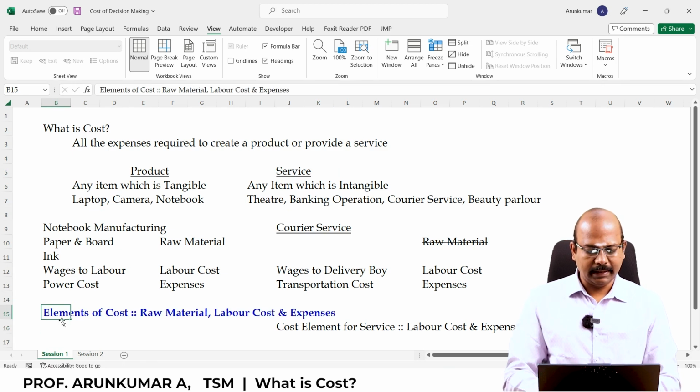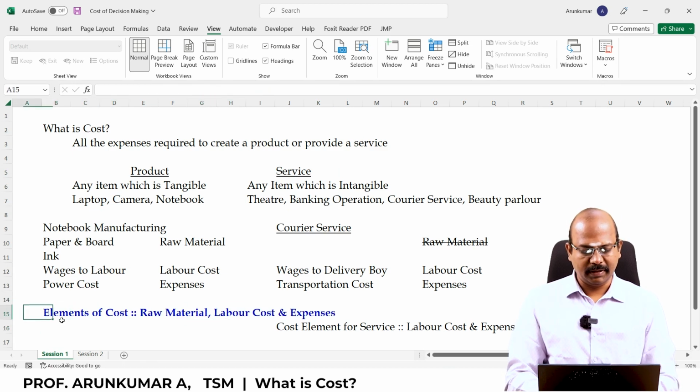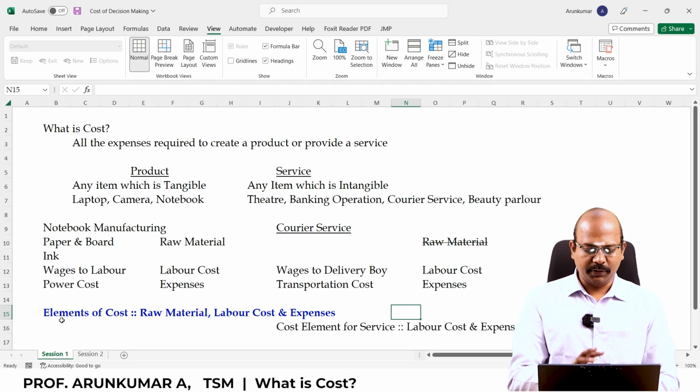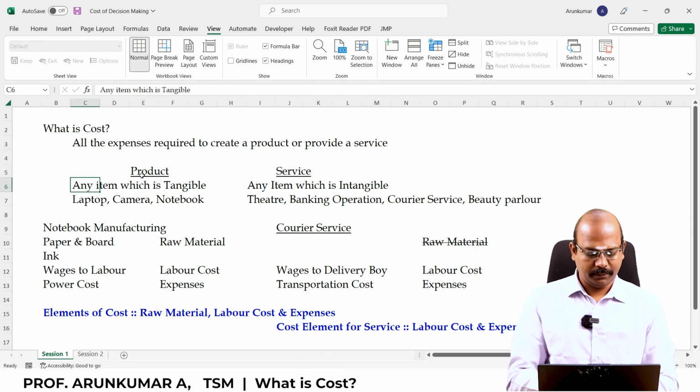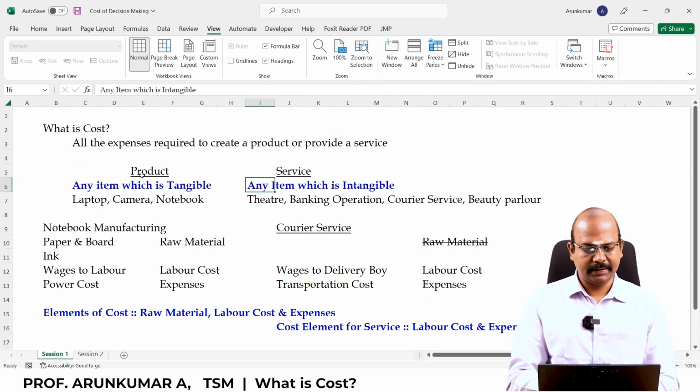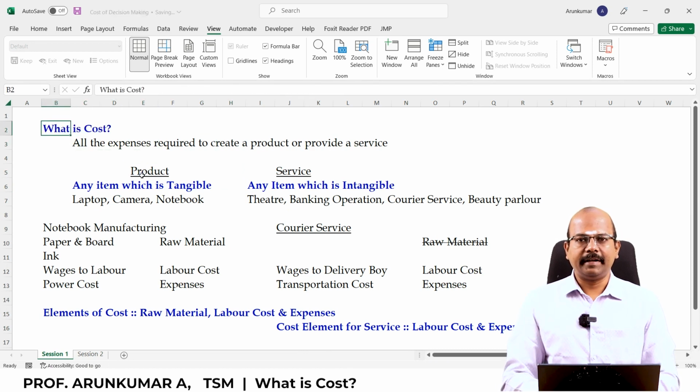So for us, the learning from this session is element of cost for producing a product, then element of cost for providing a service, and what is the difference between product and service, and basically what is a cost. In our next session, we will see why cost is required. That will give us the advantages why many organizations are using cost as a predominant thing to take a decision. That we'll see in our next session.